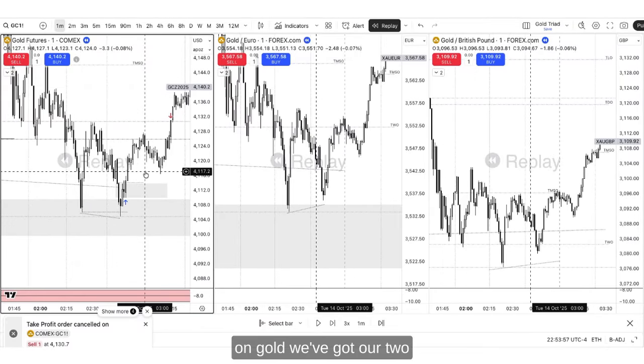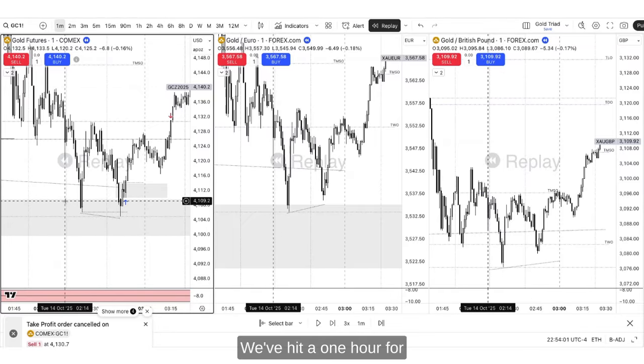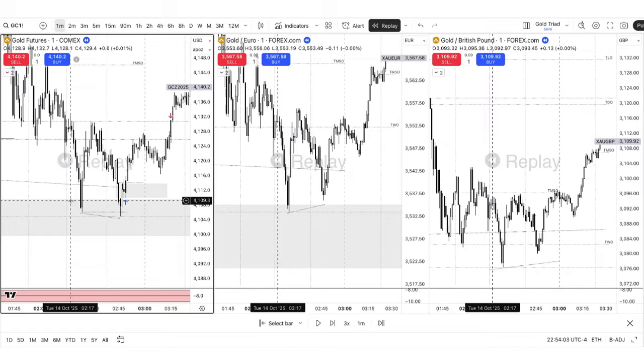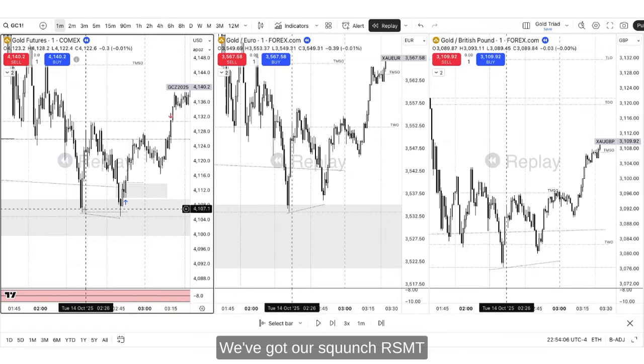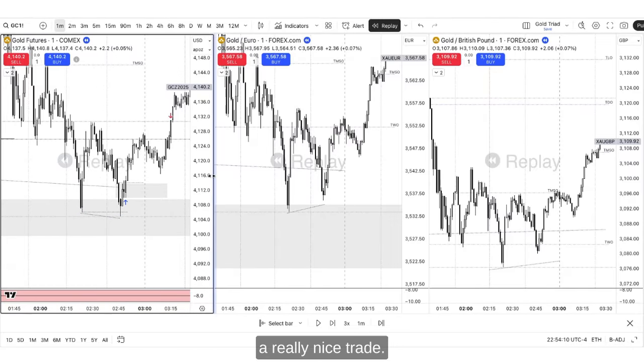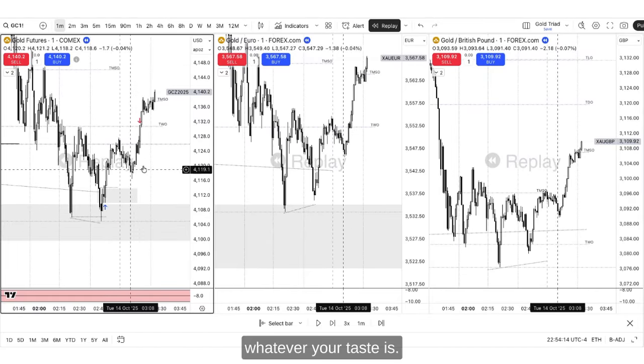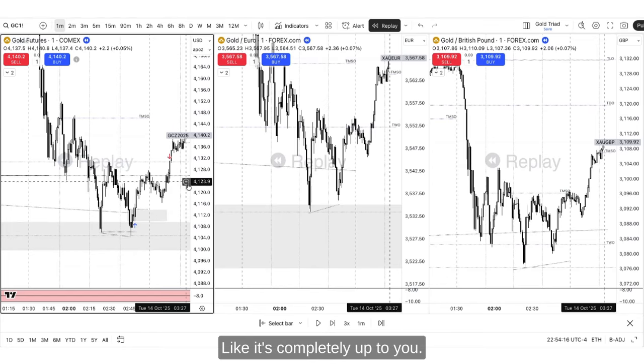Happened on gold. We've got our two-stage cracking correlation. We've hit a 1-hour fair value gap or a 4-hour. We've got our sequential SMT and our hidden sequential SMT. All right, and that's a really nice trade. This is a good 3R. I'm pretty sure you get to whatever your taste is like. It's completely up to you.